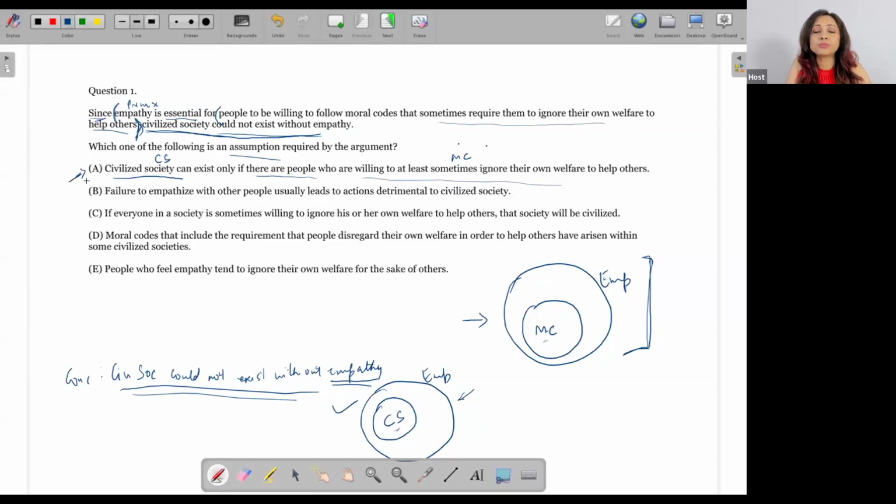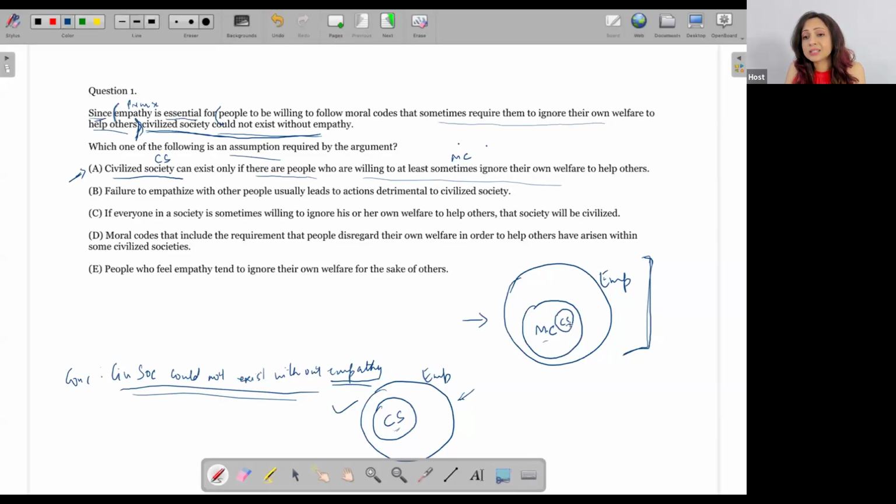This is one of the options. They're saying, okay, if I give you this data, then does the conclusion make sense? If I say that MC is necessary for CS, that means MC is again a superset of CS. MC is a superset of CS, which means that my CS lies inside over here.